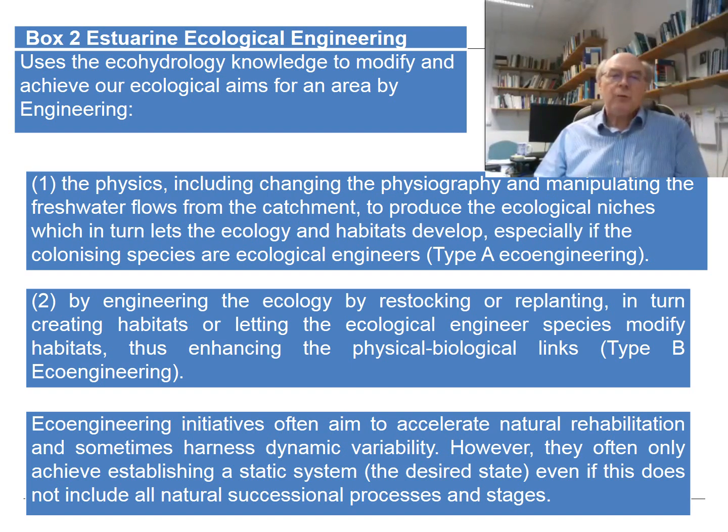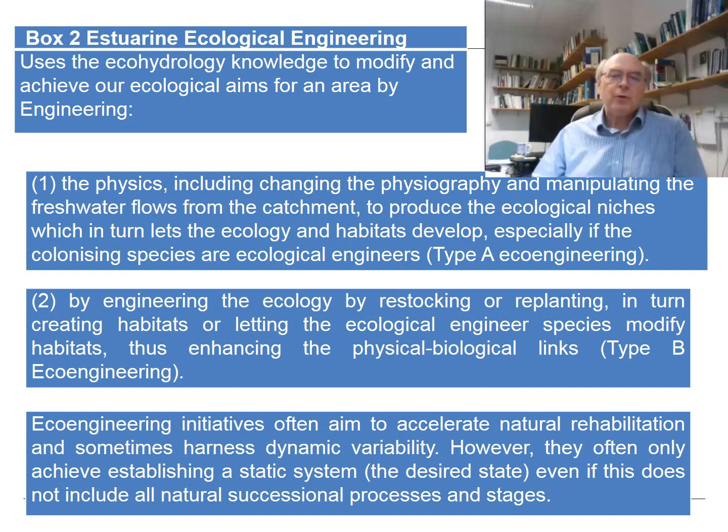And for a while now, we've been thinking about these two types of eco-engineering. The first type is where you modify the physics of the system. You get the shape right, you get the freshwater flows. We get those right in order to produce the ecological niches in the area. If they're right, then the ecology will follow. And that is what we call type A eco-engineering.